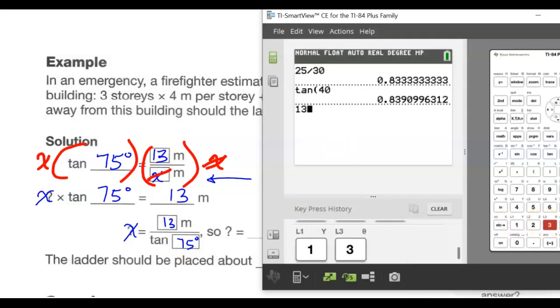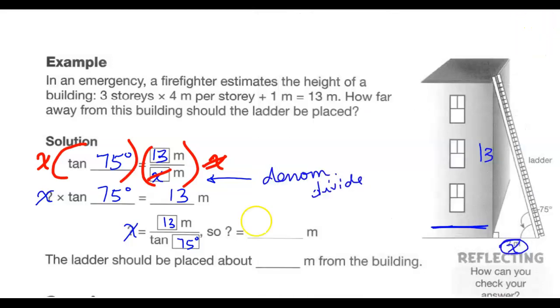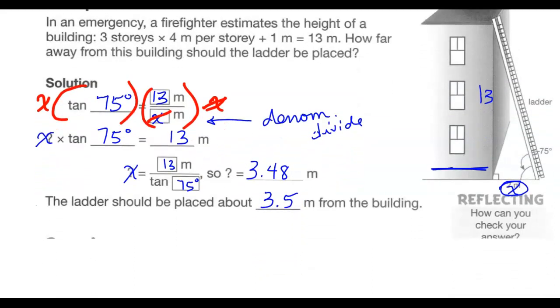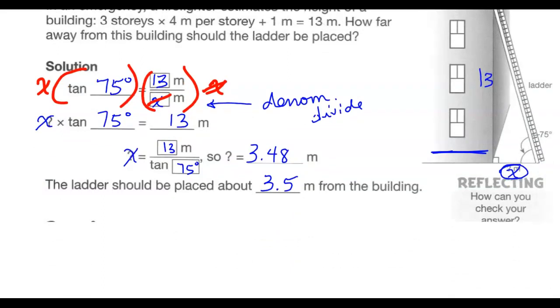So we're going to take 13 divided by tan of 75, and that's 3.48. And now if we round, say, to the nearest tenth, that would be 3.5. So basically 3.5 meters from the wall. And then the rest is practice. So you can work on that now.